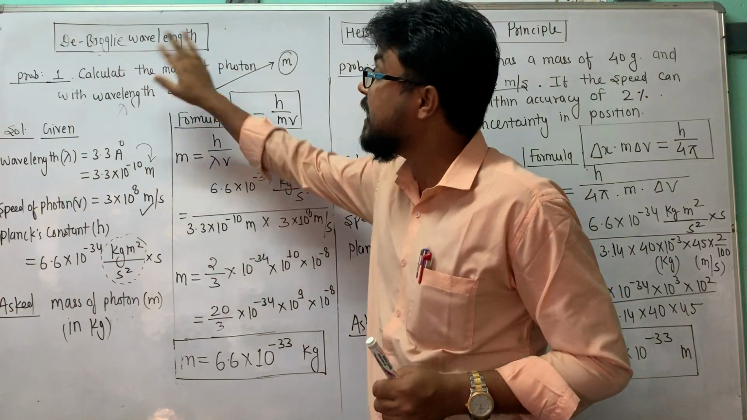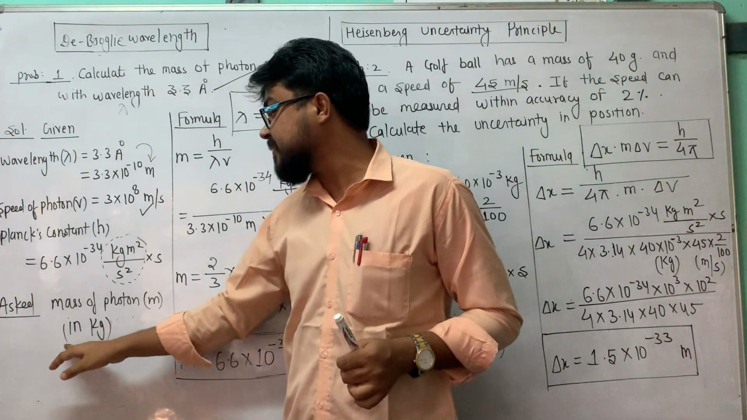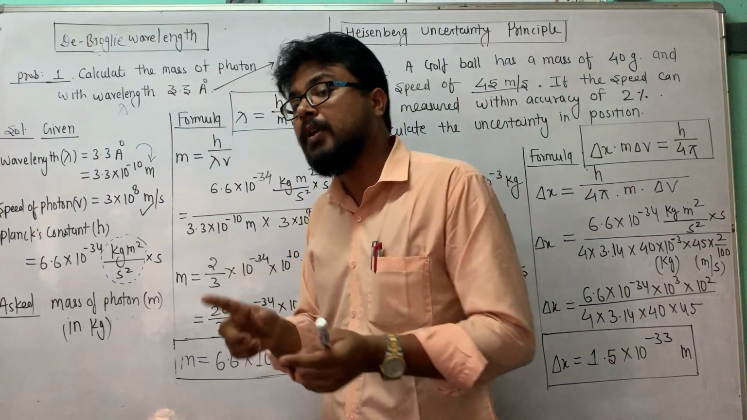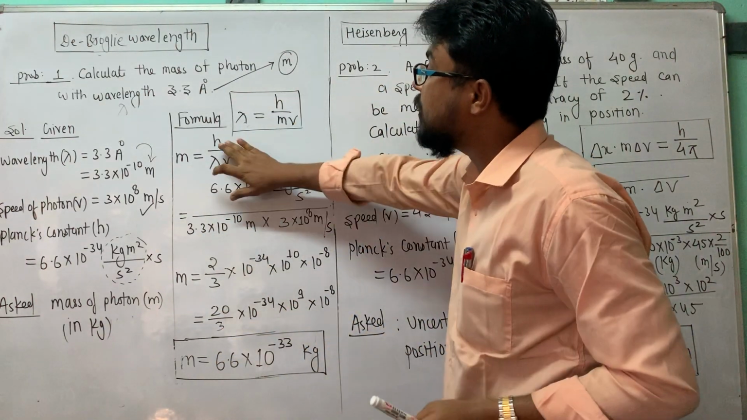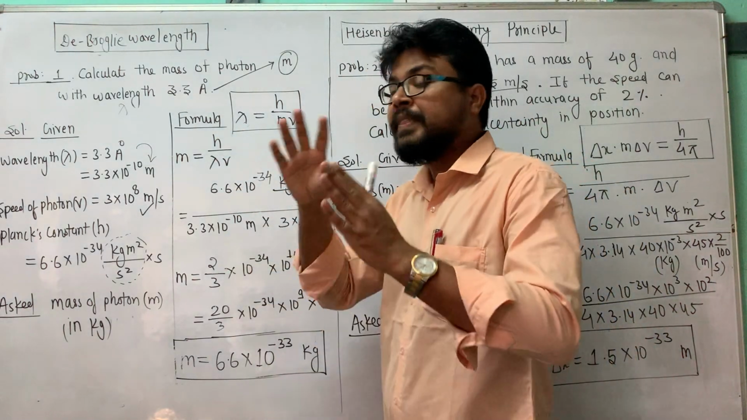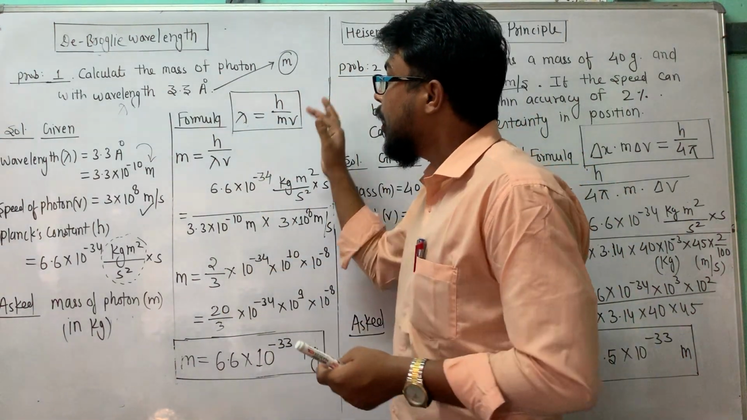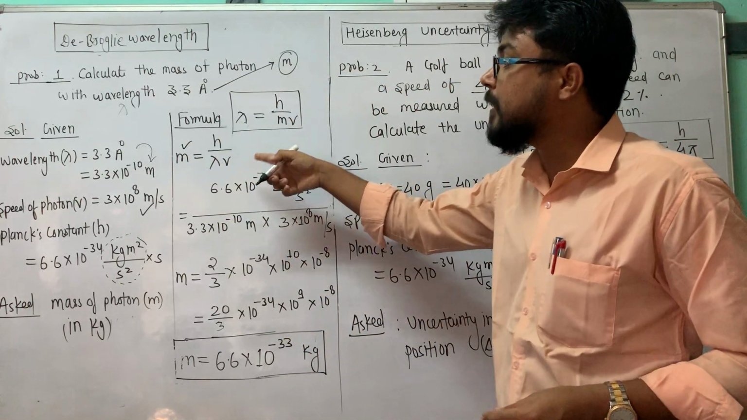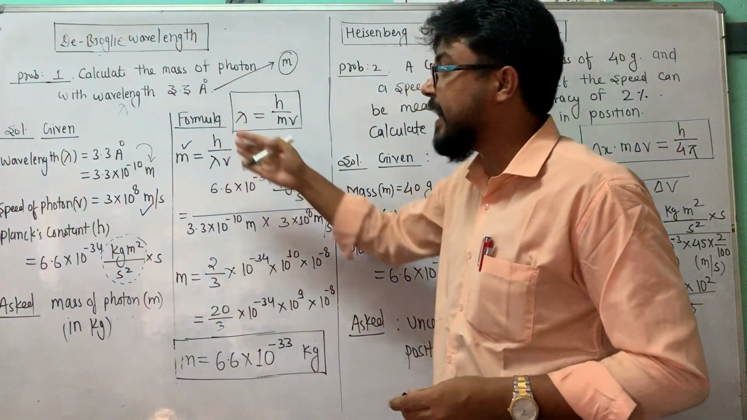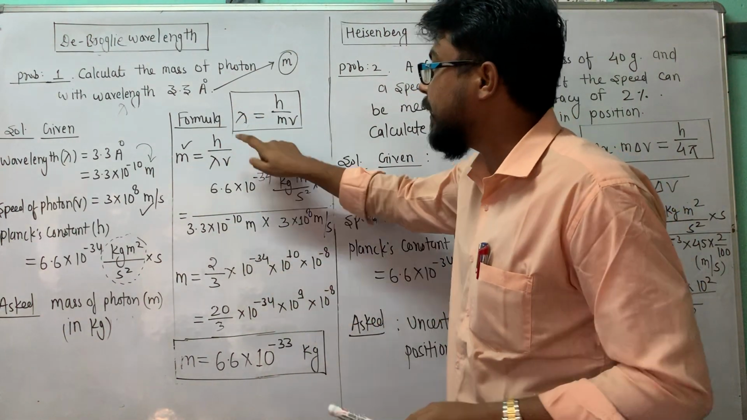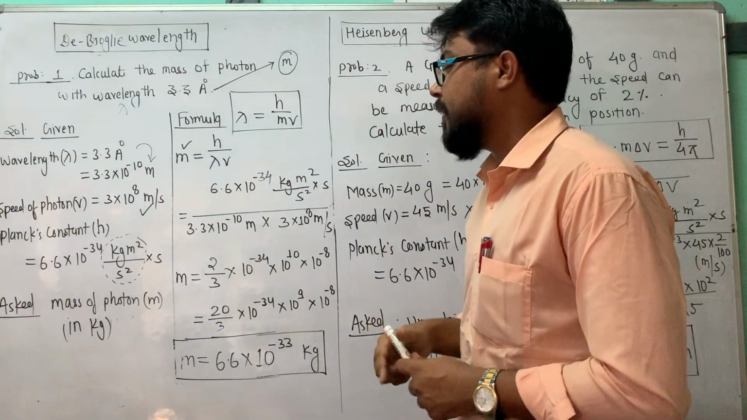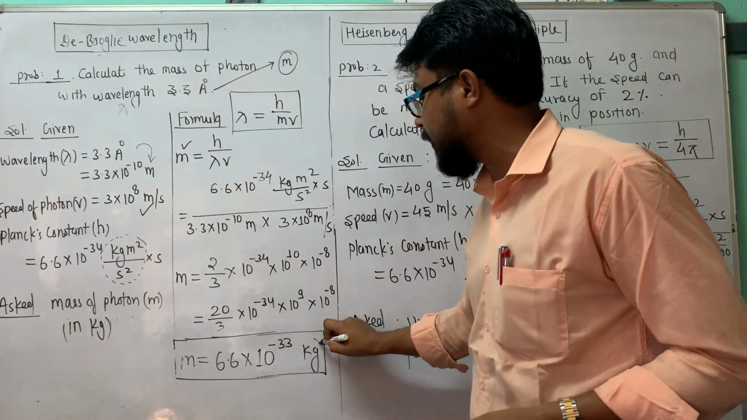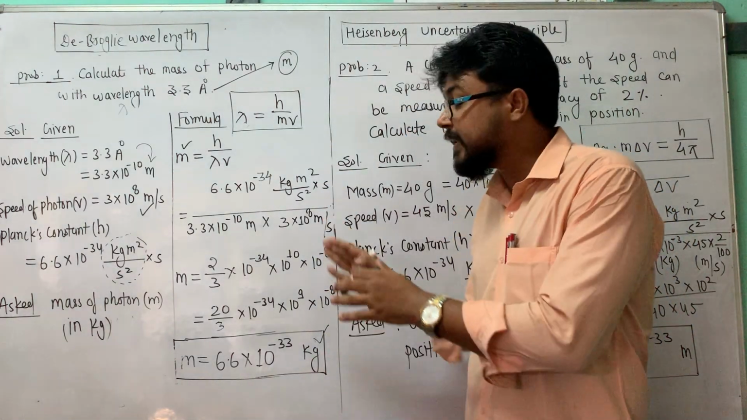What is asked here? Calculate the mass of photon, which means we have to calculate the mass of photon in kilogram, and mass is nothing but m. So what I will do, I will use the formula which belongs to De-Broglie wavelength, lambda equal to h upon mv, or because I have to calculate this mass, that's why I converted this formula into h upon lambda v. Put the value of h, lambda and v, and when you solve it further, you will get only mass which is in kilogram.